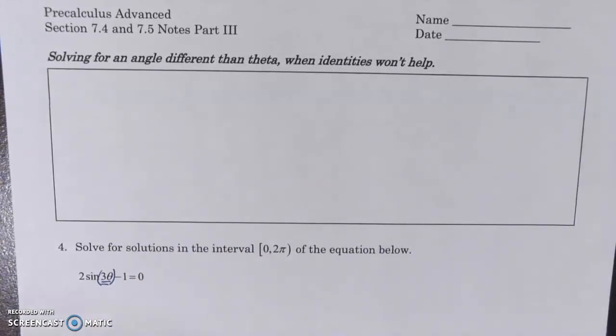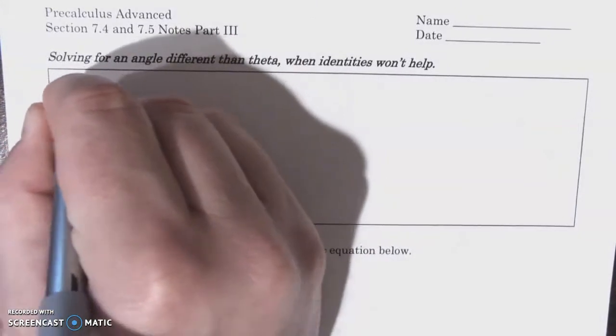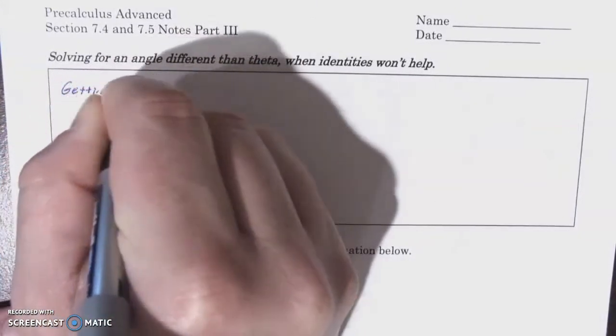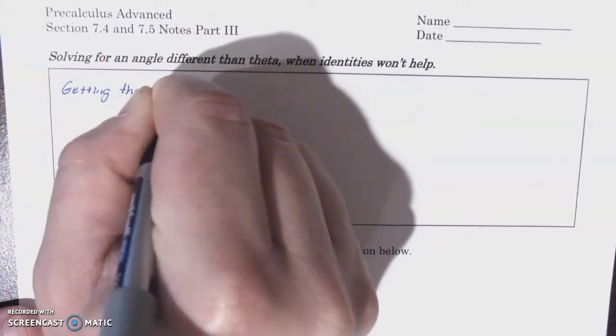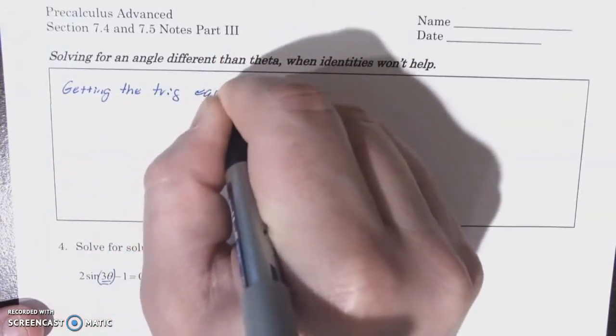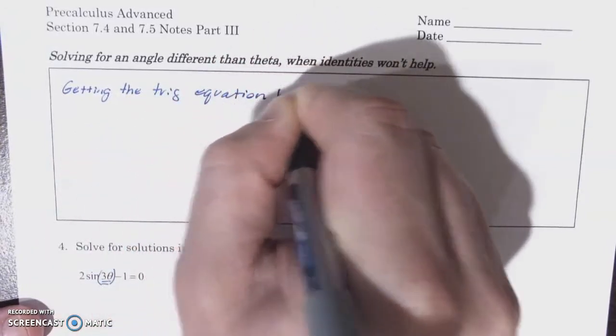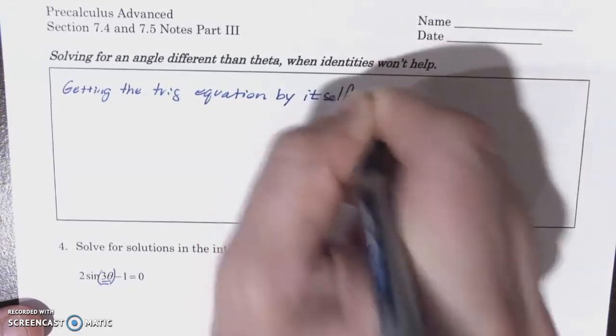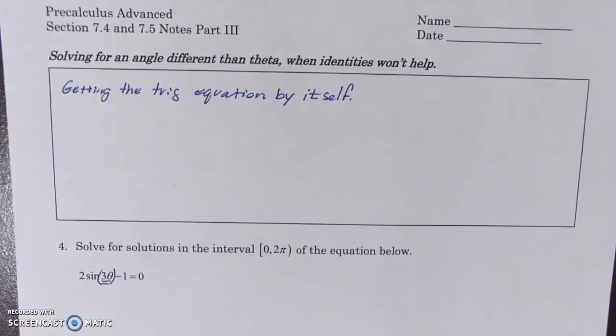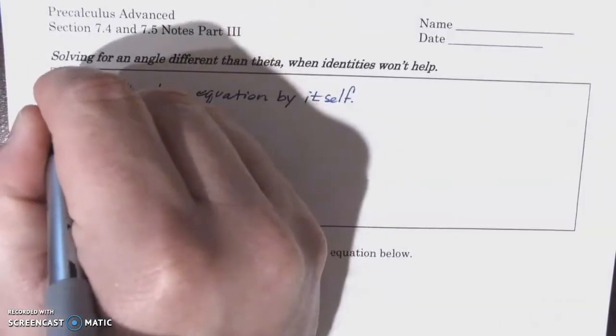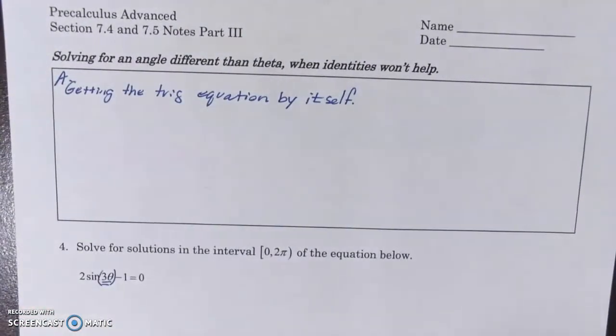So what we're going to do is start by getting the trig equation by itself. Nothing's going to change here. We're going to get that trig equation by itself, the sine of 3 theta. Here's what we're not going to be able to do: divide by 3 to make it a theta. Can't do that.